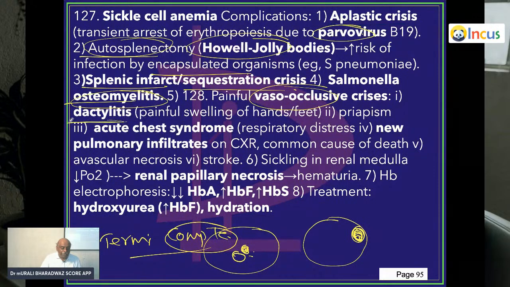So typically, what do they have in vaso-occlusive crisis? Number one, dactylitis. Painful finger inflammation is called dactylitis. They will have priapism because of highly viscous blood with all those sickle-shaped RBCs, which go to the penile blood flow and occlude it. And that leads to painful priapism, right?